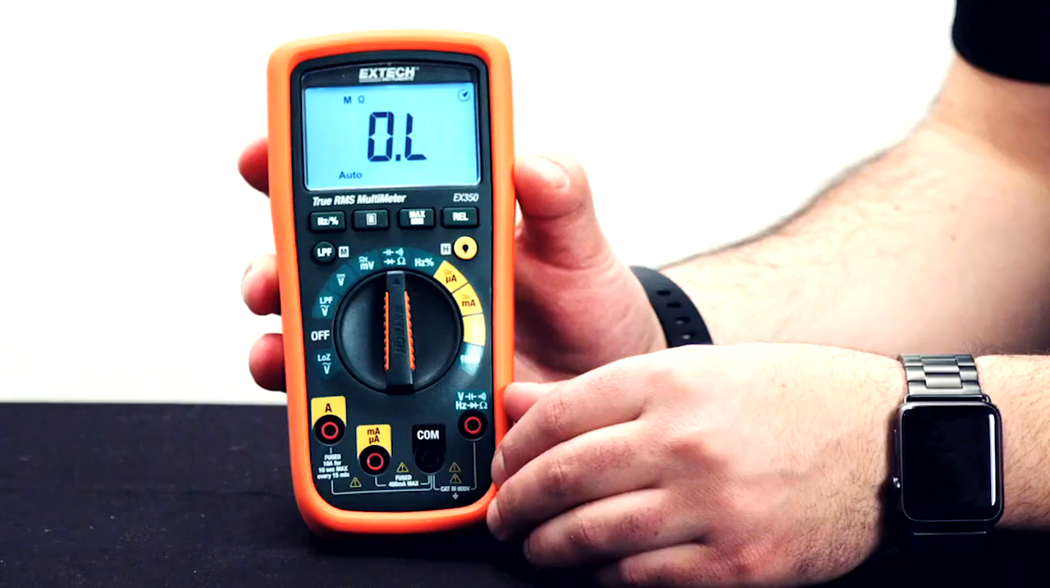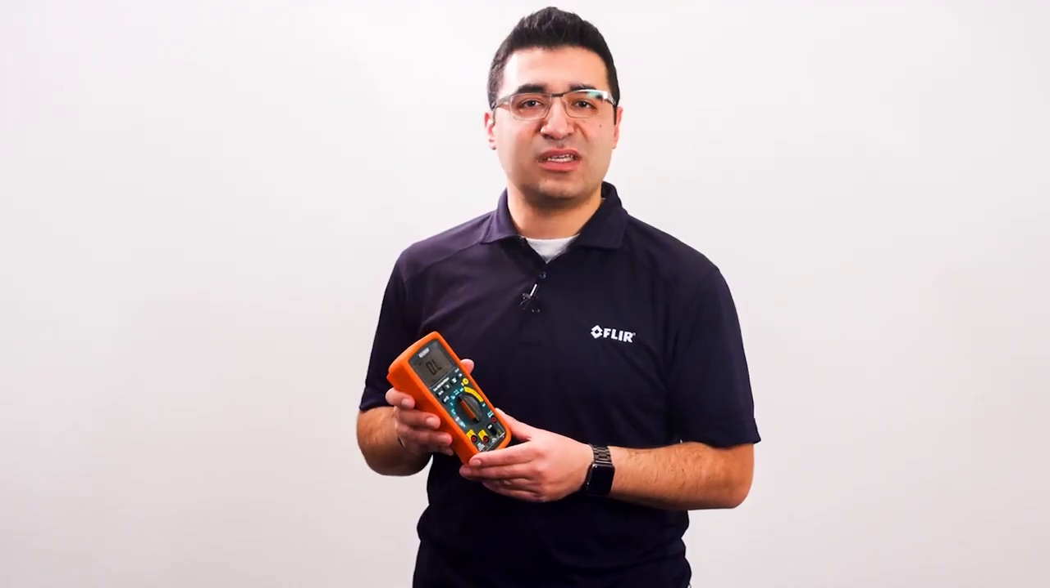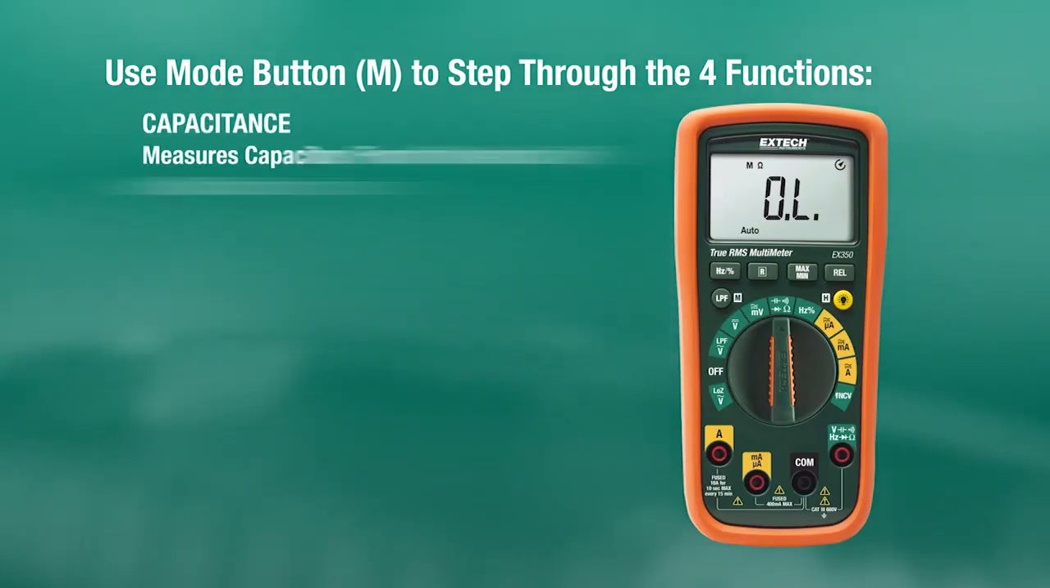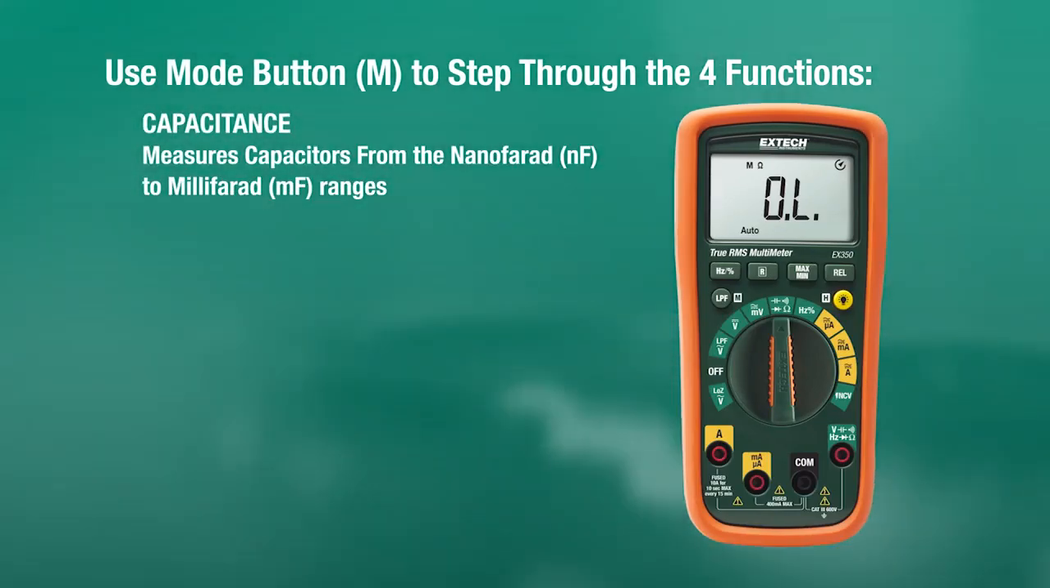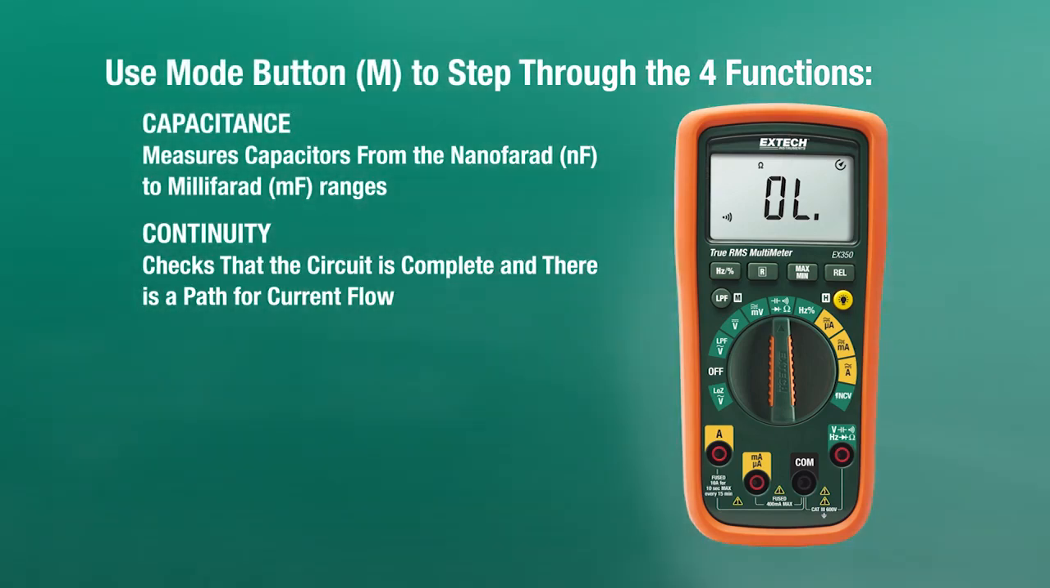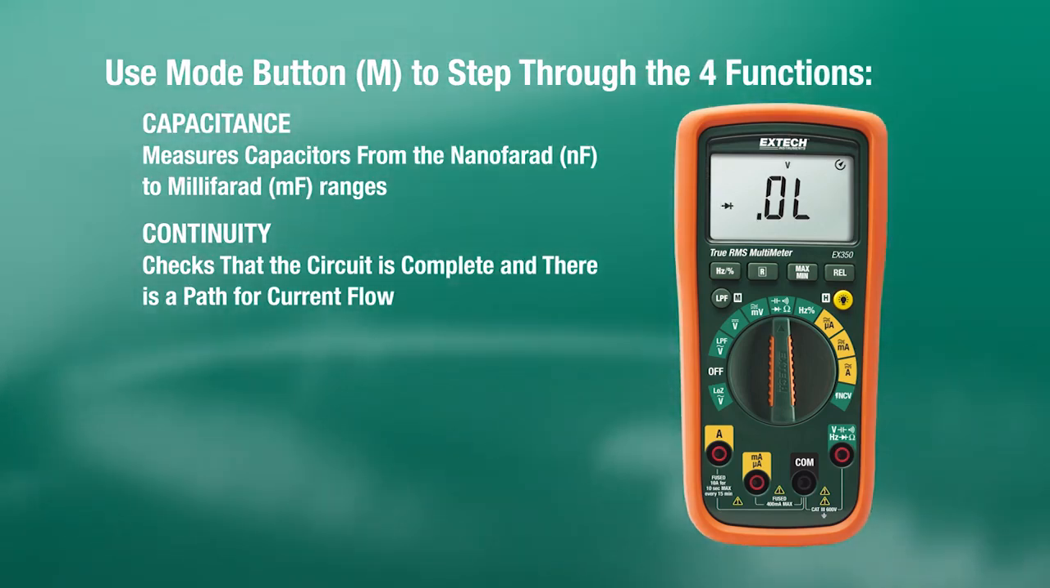Next setting after that is capacitance, continuity, diode, and resistance. To step through these functions in this mode, on this meter you use the mode button, but other meters may vary. Capacitance measures capacitors from the nanofarad to millifarad ranges. Continuity checks that the circuit is complete and there is a path for current flow.